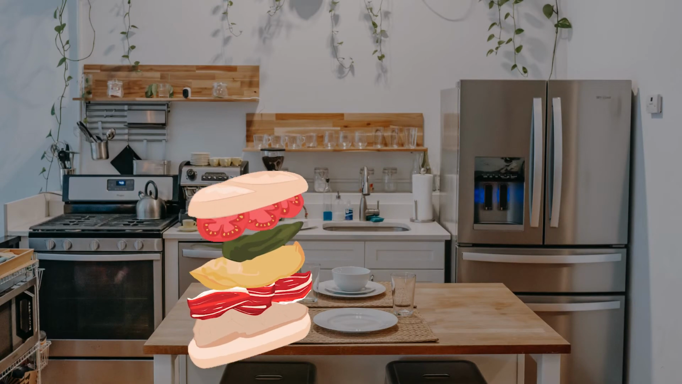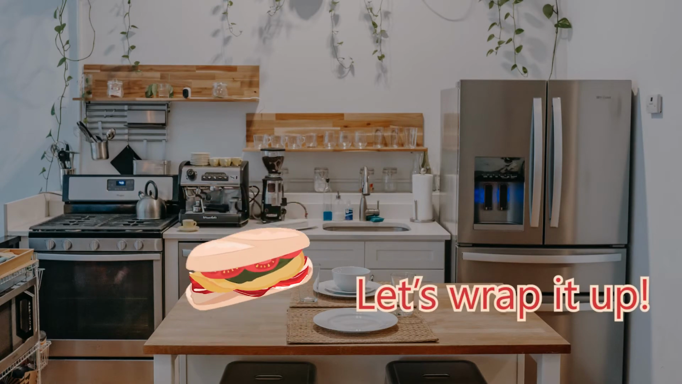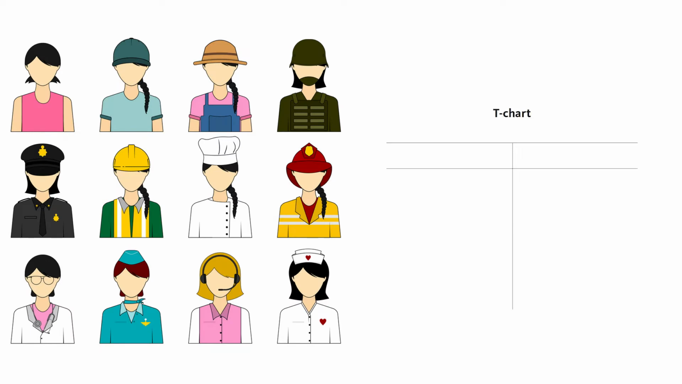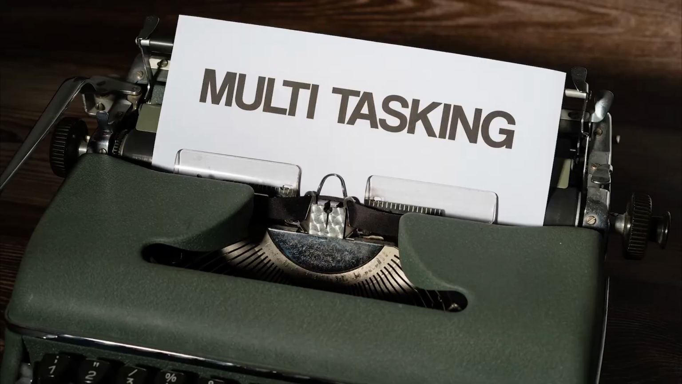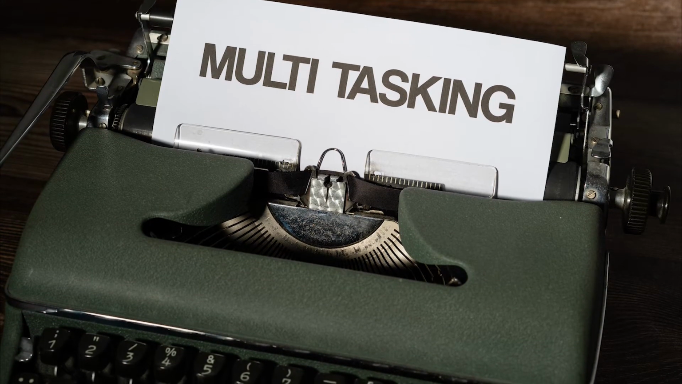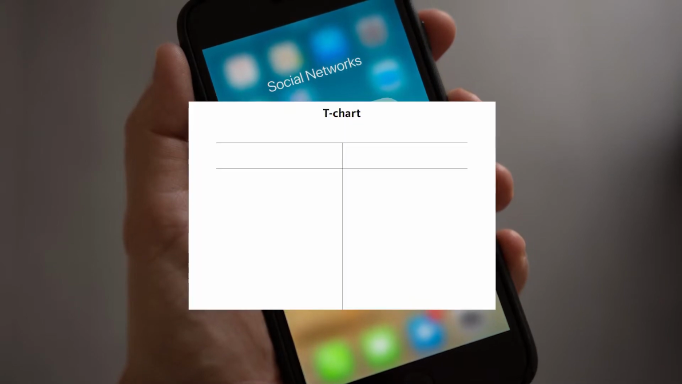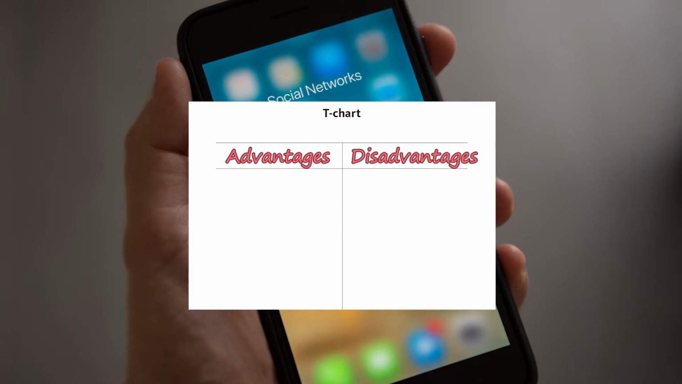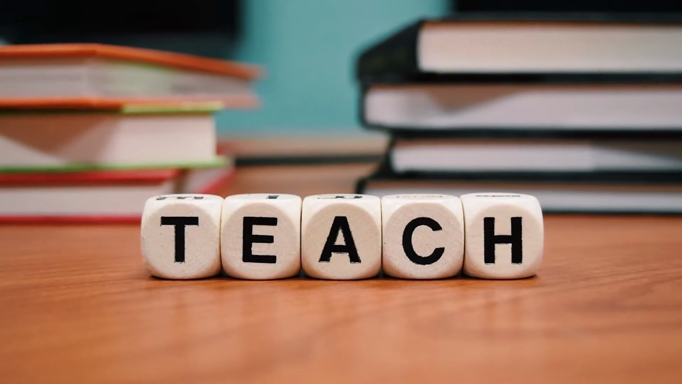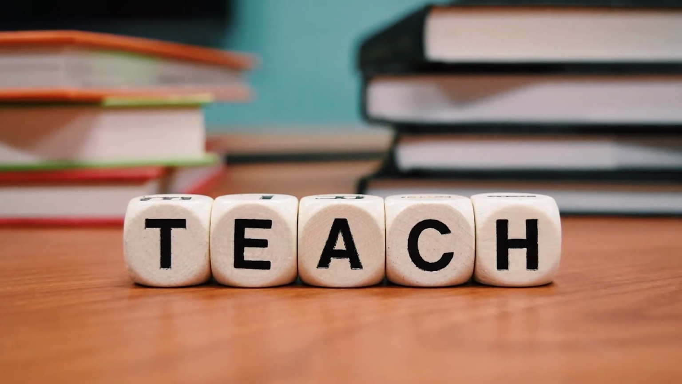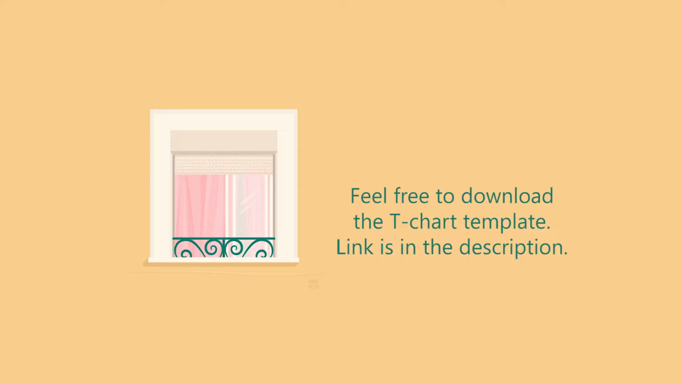I usually like to wrap things up using the T-chart. For example, after learning about jobs, I'd be like, okay, let's classify them into outdoors or indoors jobs. Or if we were talking about a certain topic like multitasking, social media, I'd ask the students to summarize the advantages and disadvantages we discussed together in class. However, the T-chart would also be a great way to introduce a new topic and share their prior knowledge about it.